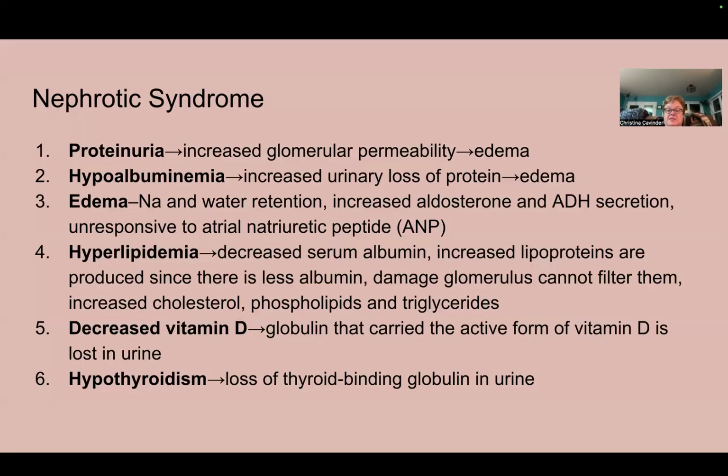Also, you have decreased vitamin D. The globulin that carries the form of vitamin D is lost in the urine. So vitamin D, again, has to bind to that protein to get to where it needs to go. That active form, the vitamin D with the protein, is now leaked into the tubule and gone. And also hypothyroidism, because thyroid hormone is binding to thyroid binding globulin, another protein that is lost in the urine. So you're losing all these important proteins that carry things in your body.